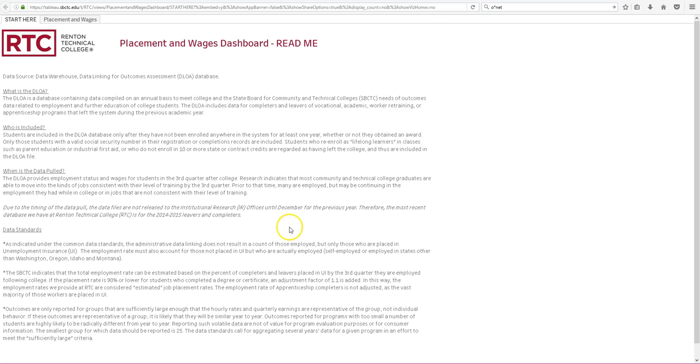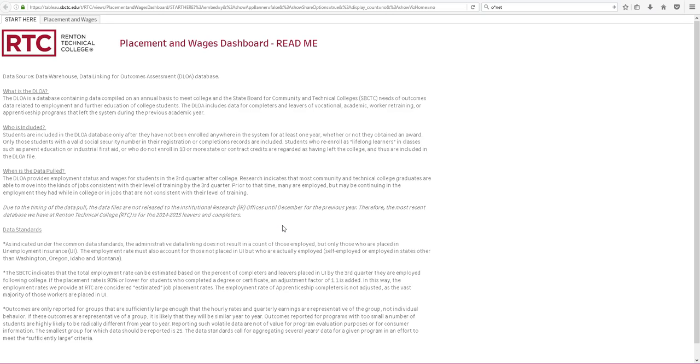And one thing also to keep in mind is that wage data is subject to really high wages that can influence averages and medians, so we're really careful with the smallest group of students that we report wages on. According to the state board's data standards, we only report information if there are at least 25 students in that group. So unfortunately, when you're looking for program by program wages and placement rates, sometimes we're unable to report that information because we just don't have enough students in that pool.